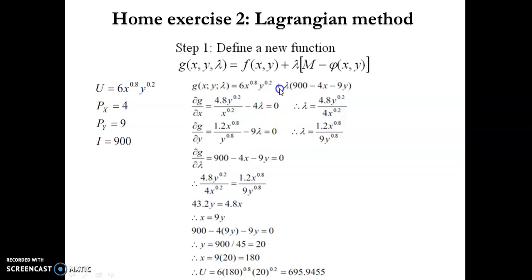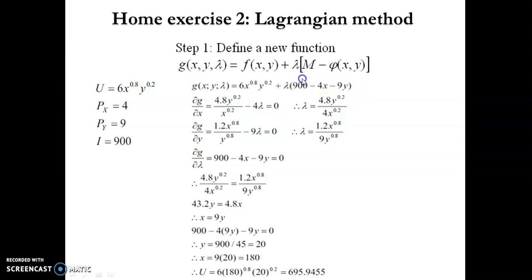And of course, if we were to multiply out here, you would have gotten 900 lambda minus 4x lambda minus 9y lambda. So there I know I'd be left with minus 9 lambda, right? And set that equal to 0. And again, you're going to rearrange, making lambda the subject of the formula. And then lastly, your third first order partial derivative of your new function with respect to lambda.